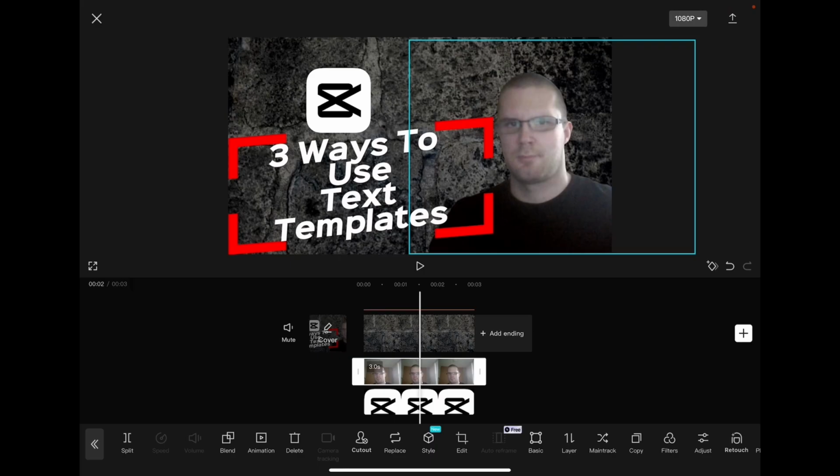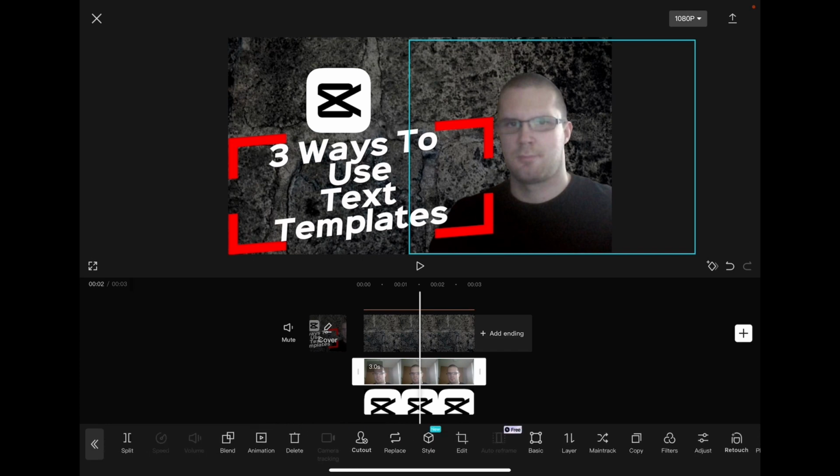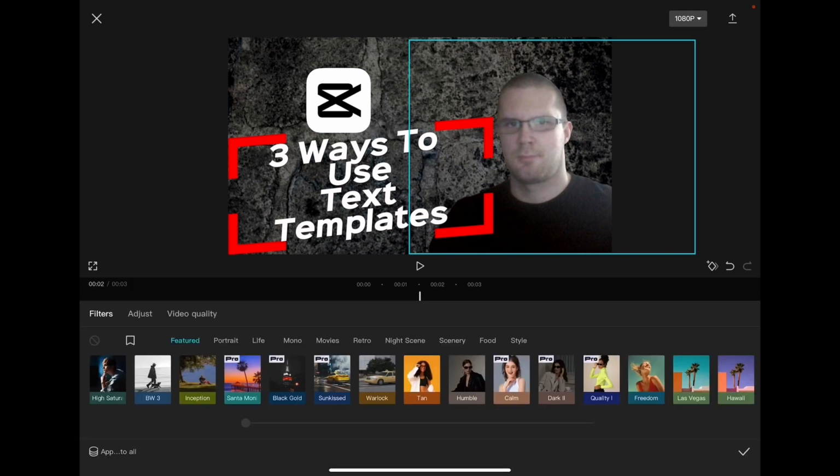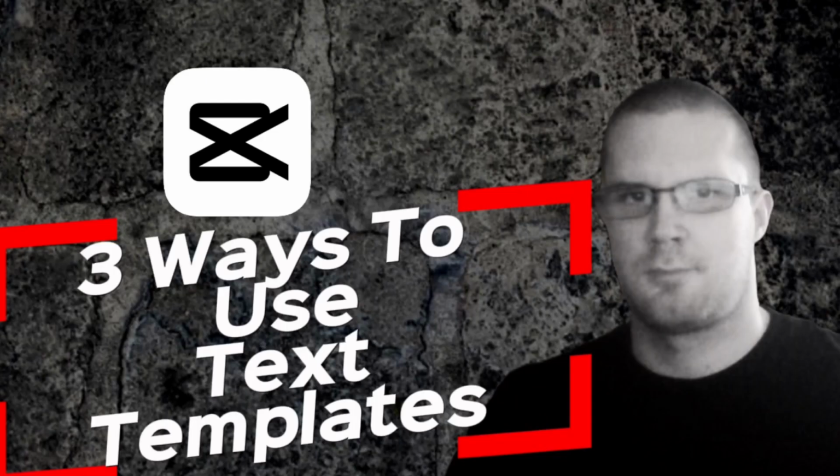If you take a look at the photo of me, you'll notice that my face looks a little washed out by too much light. I was sitting next to a window when I took this photo. Adding a black and white filter will fix it. If you've got the newest version of CapCut, you'll notice that the black and white filters can now be found under the category of mono. I like filter number one.